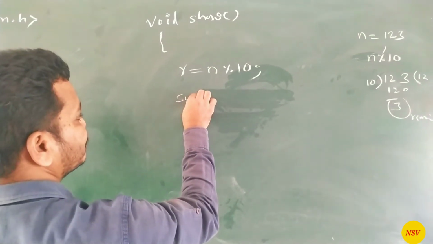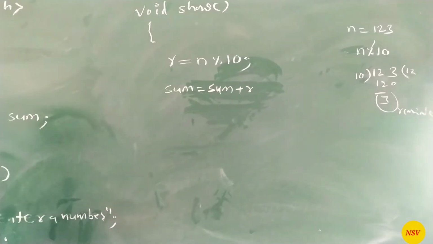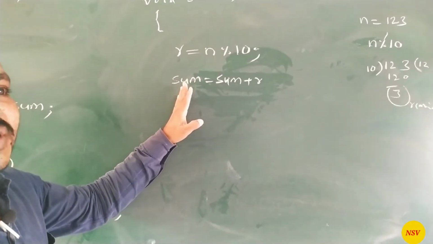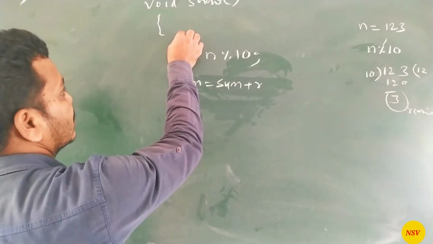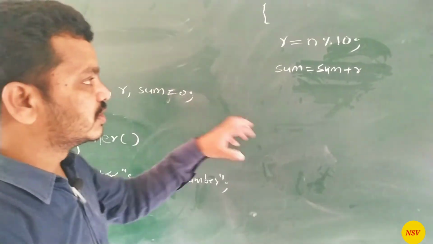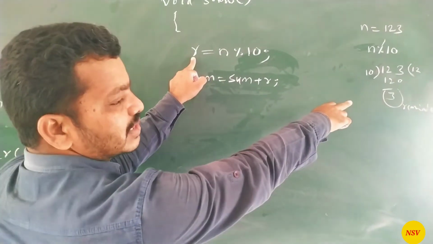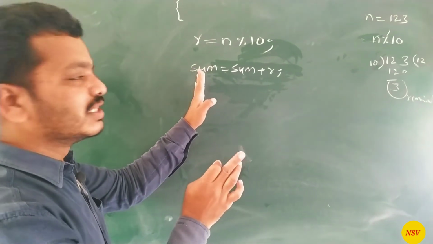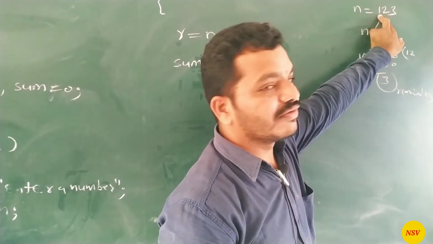Next, sum is equal to sum plus r. Before we find the sum value, sum is initially initialized with 0. That is why here sum is equal to 0. Now sum value is 0 plus r value 3. So now what value does the sum variable store? 3. Now after 3, we need only the 12 value.